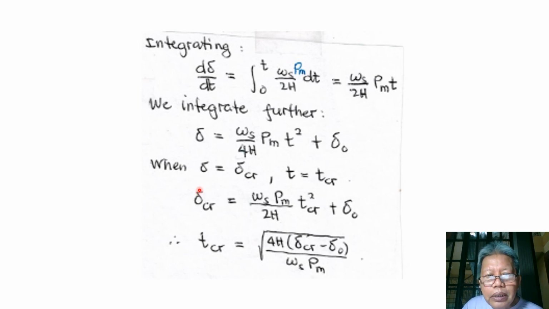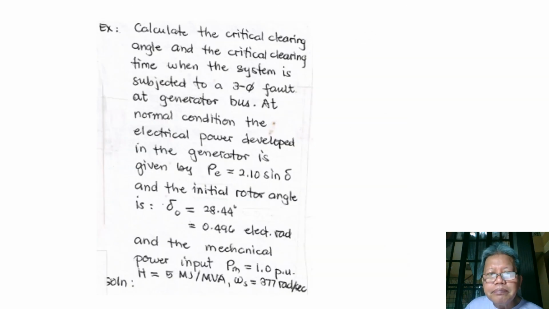So when delta is equal to the critical angle delta CR and t is equal to the critical time TCR, our delta CR would just be equal to omega s Pm over 4H times the square of the critical time plus delta O. So solving for TCR, it will just be equal to the square root of 4H times (delta CR minus delta O) over omega s Pm.